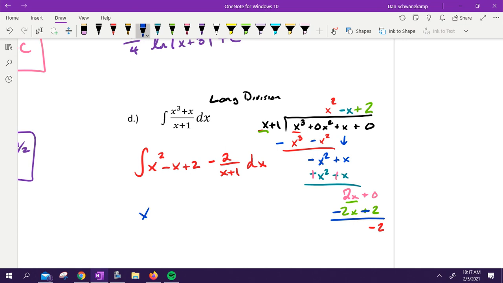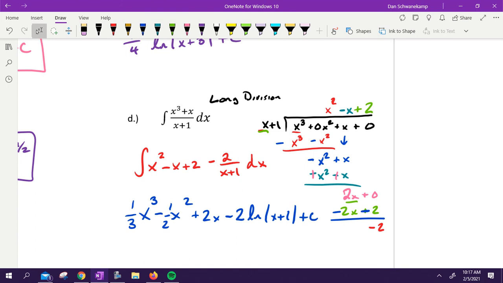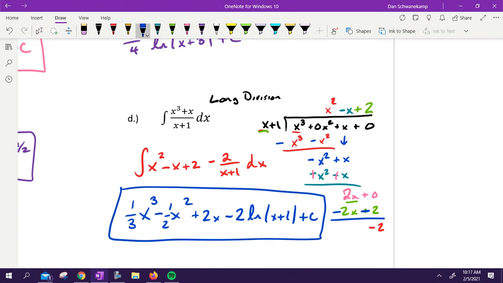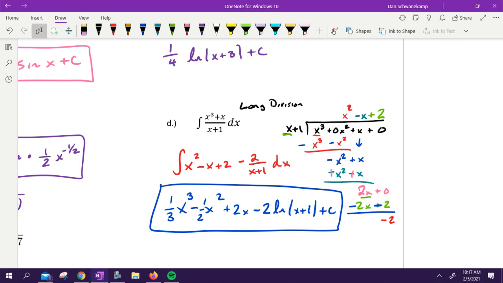I'm taking the antiderivative, so now it's x cubed over 3, x squared over 2, plus 2x. The antiderivative of that remainder is minus 2 times what? What is the antiderivative going to be? Natural log of x plus 1, plus c. It's a big, ugly answer, but it's an answer. I've seen it on the AP exam probably every other year. They put a long division on it.